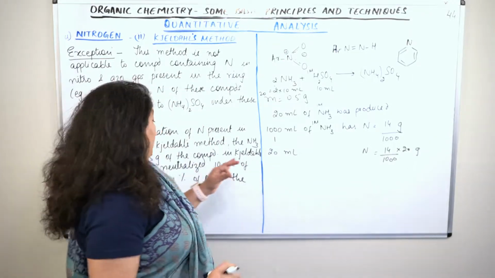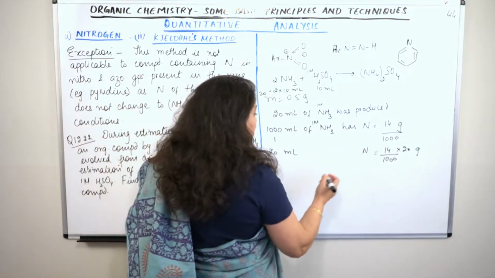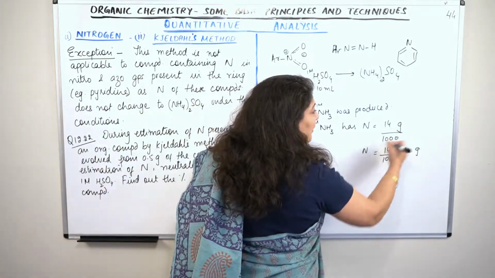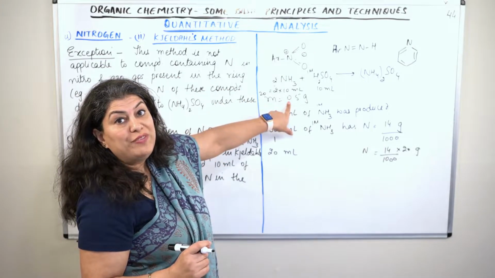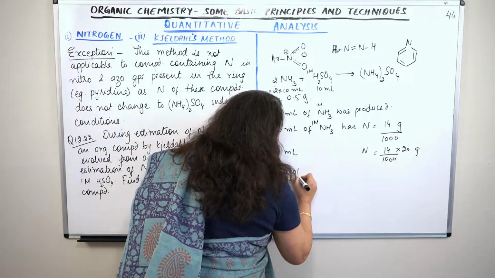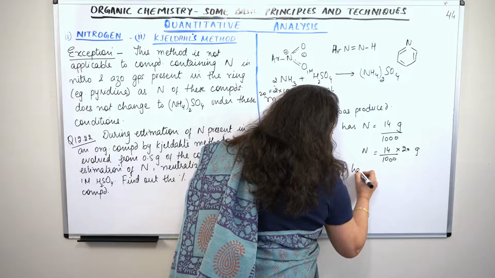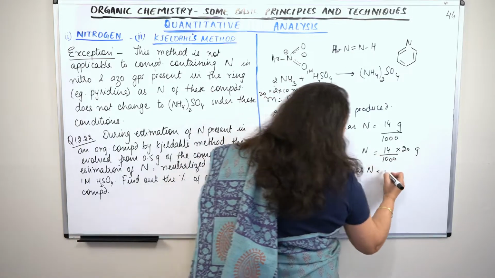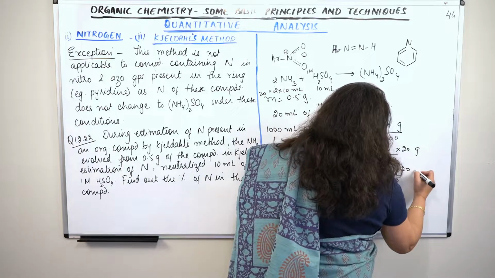And you need to find out the mass percentage. You have to find out the percentage of nitrogen. So how do you find the percentage? This is the amount of nitrogen that was produced from how much of the compound? From 0.5 grams of the compound. So we'll say 0.5 grams of the compound has nitrogen equal to 14 upon 1000 into 20 grams.